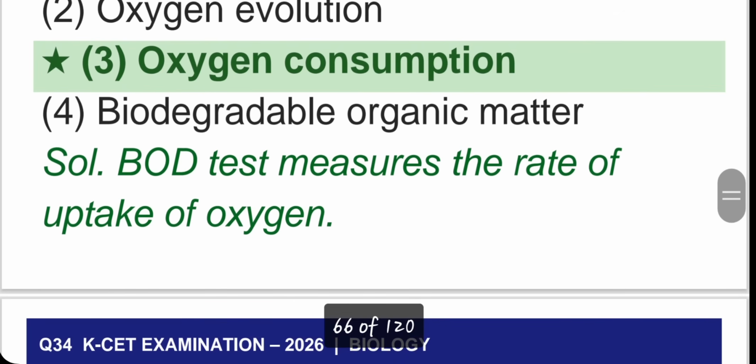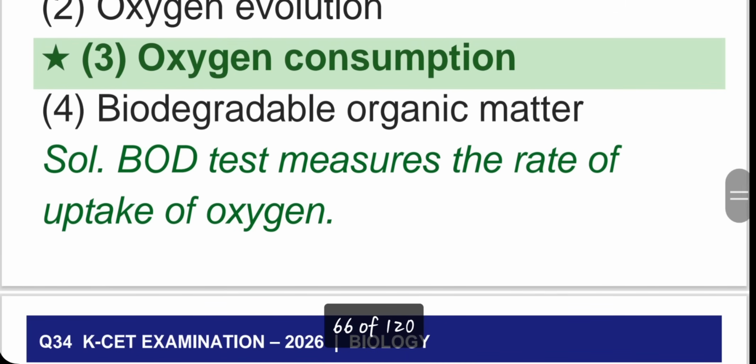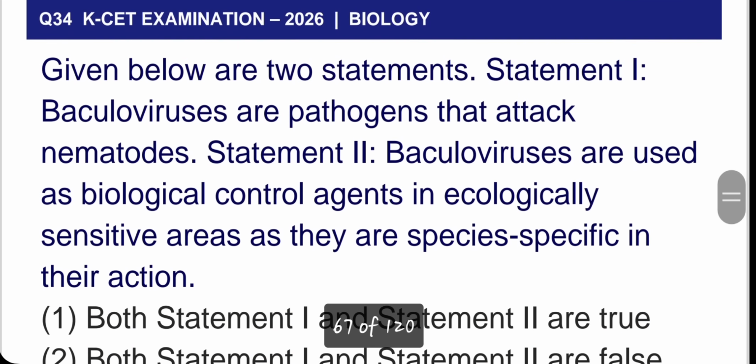Third one, BOD test measures the rate of uptake of oxygen or oxygen consumption.